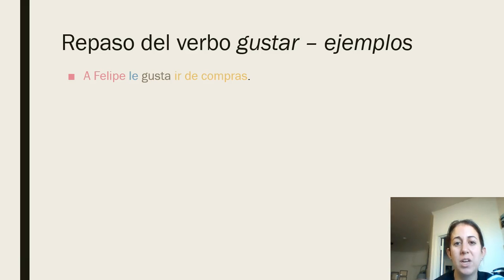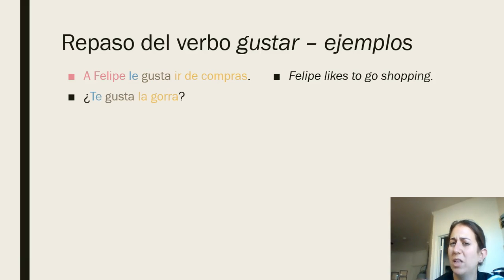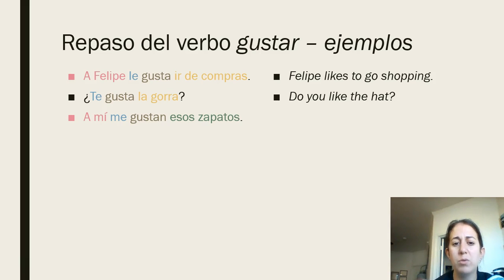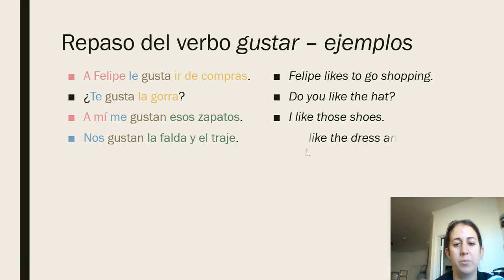A Felipe le gusta ir de compras. Felipe likes to go shopping. ¿Te gusta la gorra? Do you like the hat? A mí me gustan esos zapatos. I like those shoes. Nos gustan la falda y el traje. And we like the skirt and the suit.